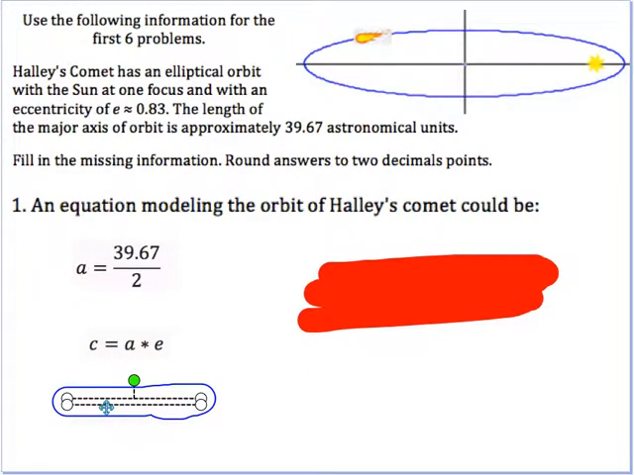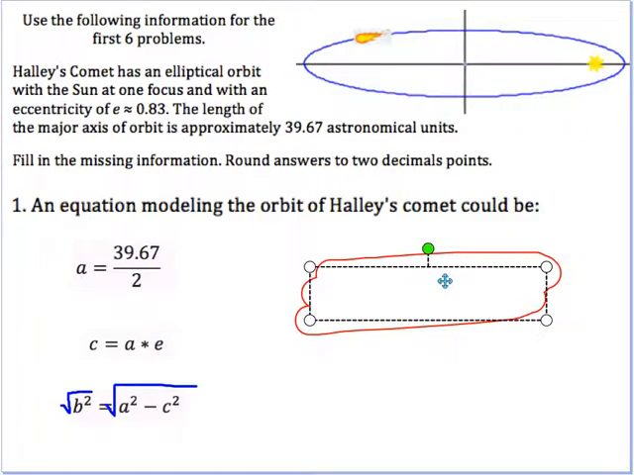Once you have C, you can find your B value. B squared equals A squared minus C squared. And if you want to know B instead of B squared, then just square root this, and you'll figure out what B is. Okay, hopefully most of you figure that out.